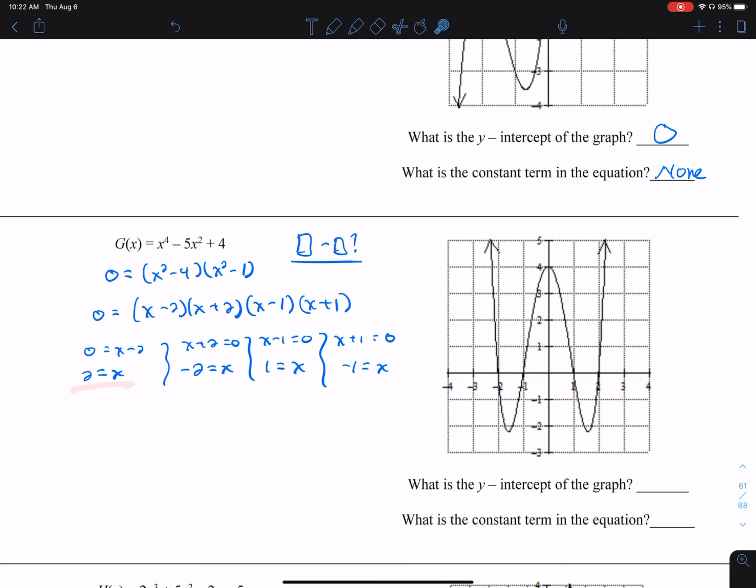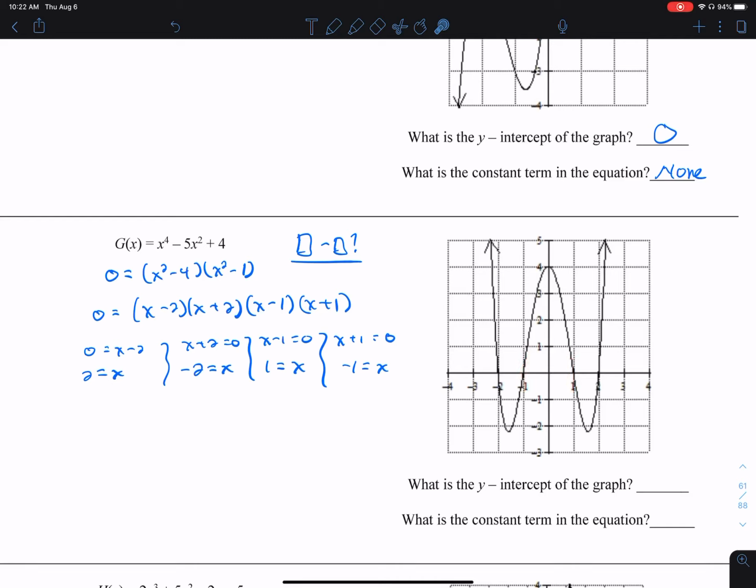2 is a factor once, it crosses. Negative 2 is a factor, I said that wrong. X minus 2 is a factor. 2 is a solution once, it's tangent at 2. Pardon me, it crosses at 2. I am totally misspeaking. Negative 2 is a solution once, it crosses at negative 2. 1 and negative 1 are solutions an odd number of times, once, it crosses.